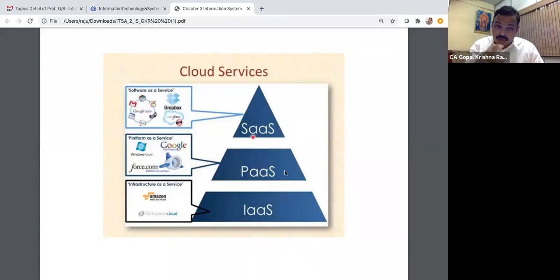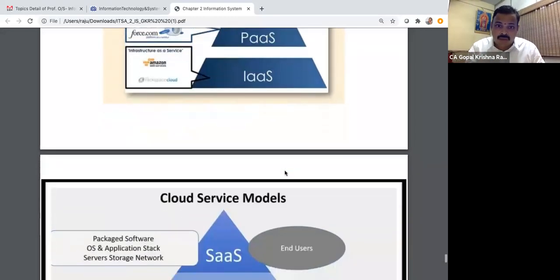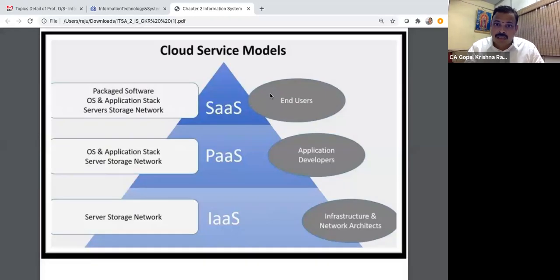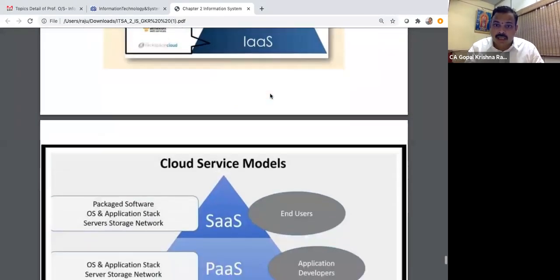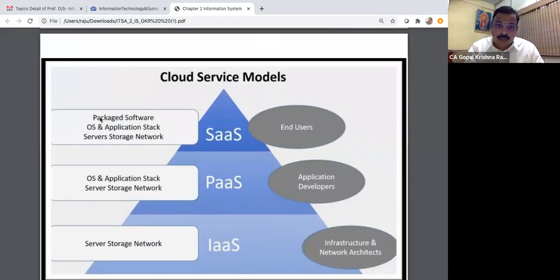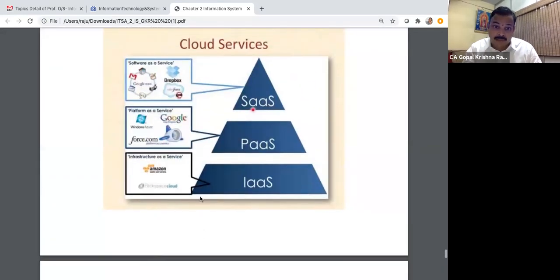This is only an example of what I have given. Please look here, the cloud service model. What is SaaS? Just now we saw SaaS: end user, packaged software, operating system. Operating system and application stack, server, storage, network. And what is IaaS? Infrastructure: server, storage, network. Now I'll give you an example. Please look here, infrastructure as a service.